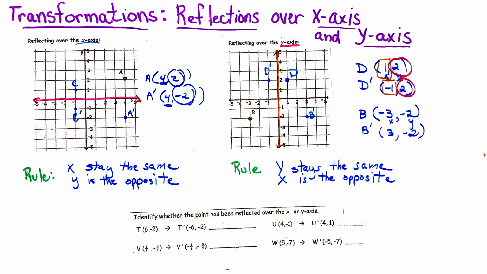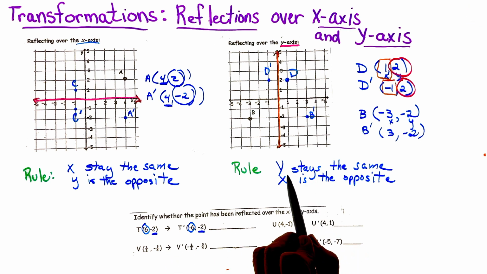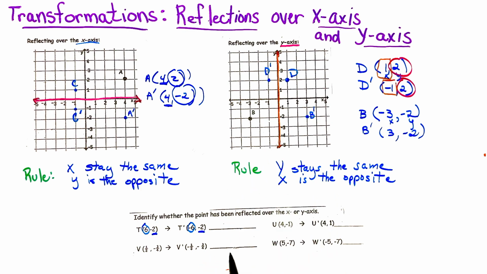Now we're going to try to identify whether the point has been reflected over the x or y axis. This is our beginning point, T, and T prime is our reflection point. We go from 6, -2 to -6, -2. The first thing I notice is that my y's are the same, and after that, I look at my x's and they're opposites. Going back up to our rules, the y stays the same and x is the opposite, so we know this is reflected over the y-axis.